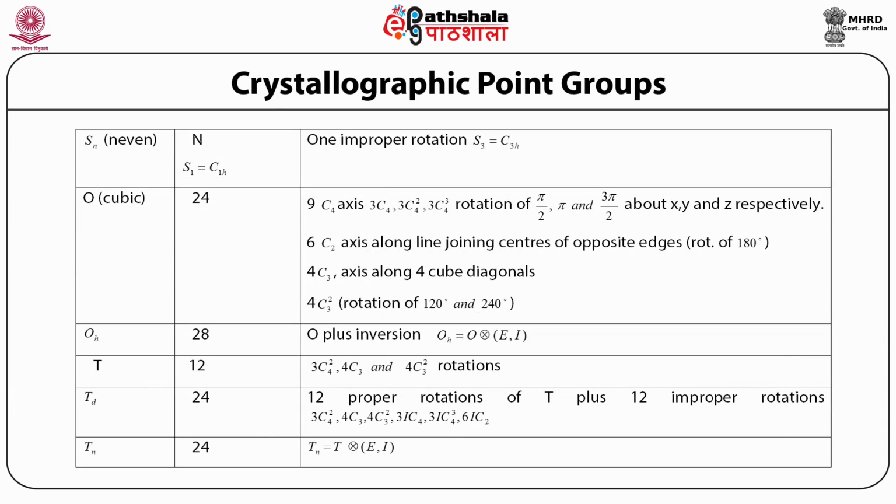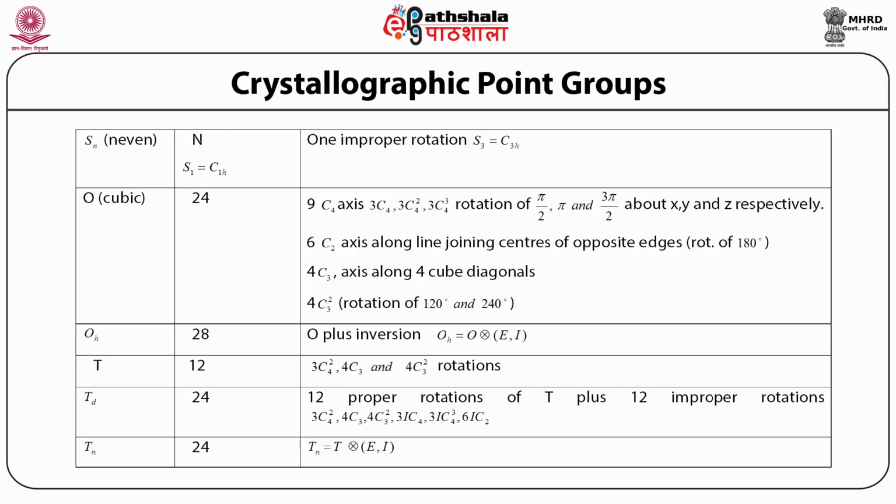Its number of elements is n, or its order is n. And the group S1 is nothing but C1h. So it's not a new group. And this group Sn consists of one improper rotation. S3 in fact is equal to C3h. So group Sn has one improper rotation, but the group S1 is nothing but C1h, and group S3 is nothing but C3h. Then we have the cubic group, which has O, the cubic group O.